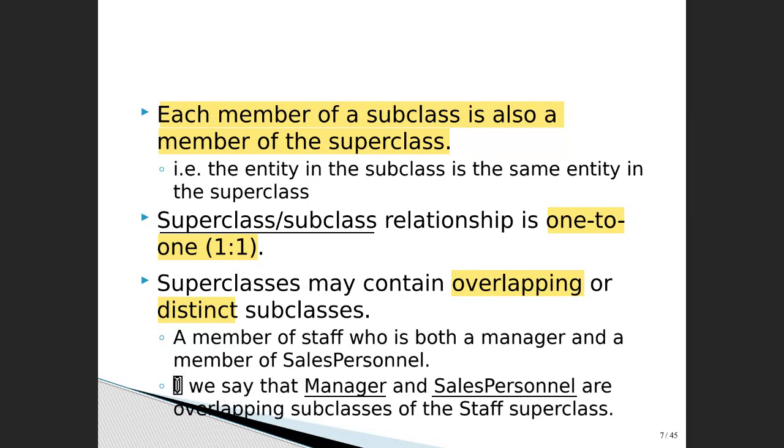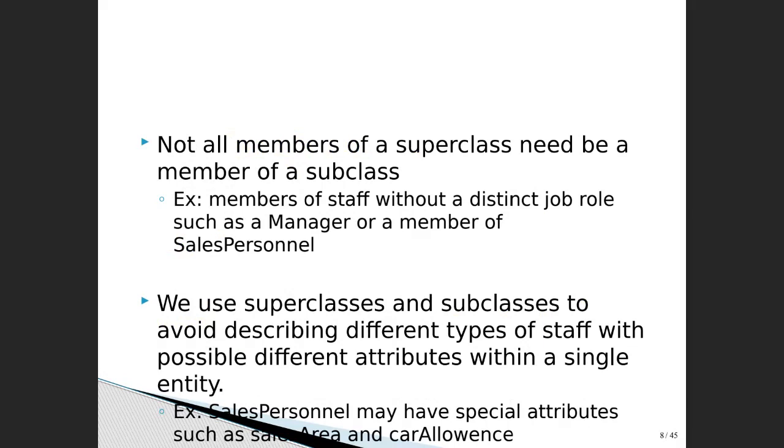So there are two types of subclasses. One, overlapping, including two shared subclasses under the same superclass, like manager and sales personnel, and number two, distinct subclass. So a member of staff who is both manager and sales personnel.